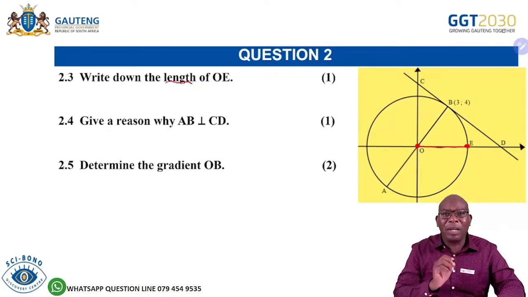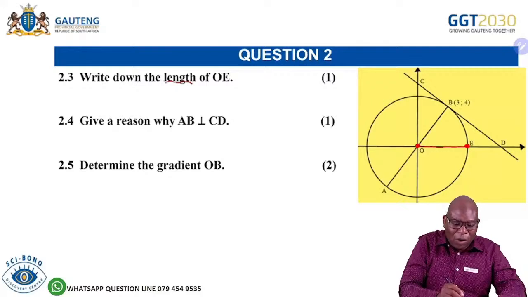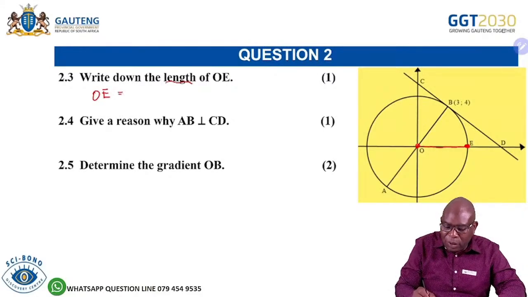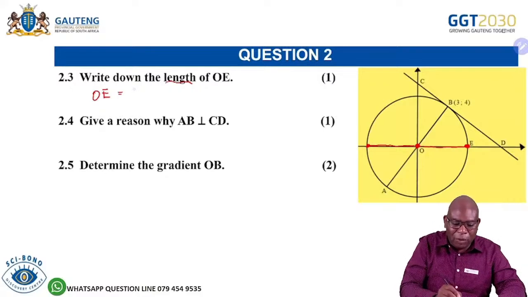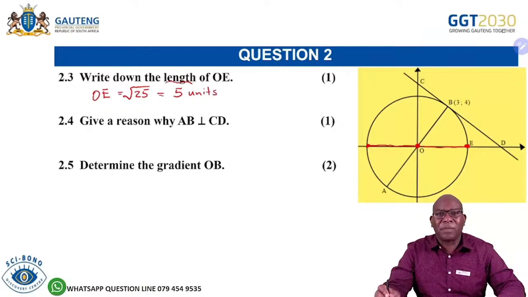They don't need the coordinates. Please, you must understand this terminology. OE is the length. Even if it was on the left-hand side there, the length is still positive. So therefore, it will be the square root of r squared, which is the square root of 25, which is going to be 5. So the length of that is 5 units.